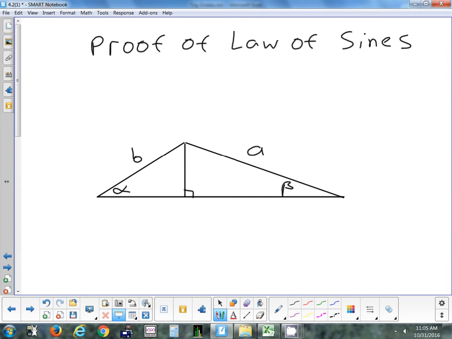So I've drawn an oblique triangle. And I didn't label all the sides in it because I don't need to use all the sides in this problem. I just labeled 2 of the sides and 2 of the angles. So just label A and alpha, and then B and beta.